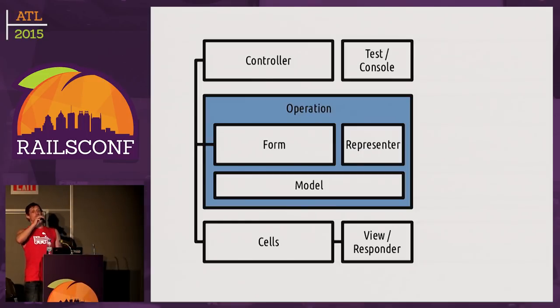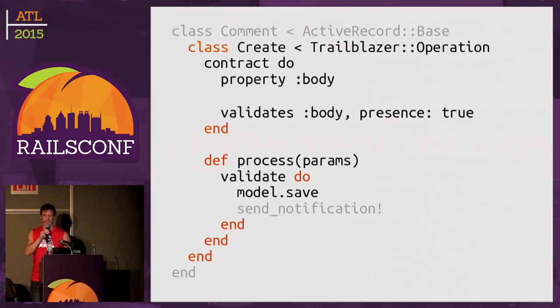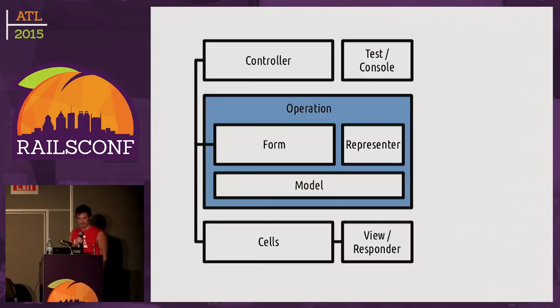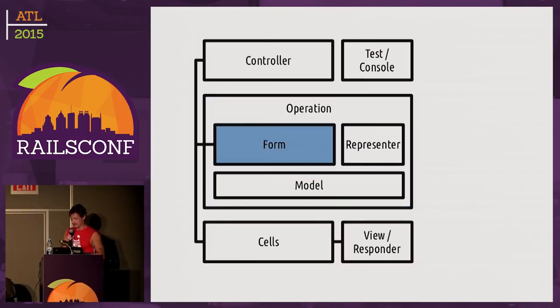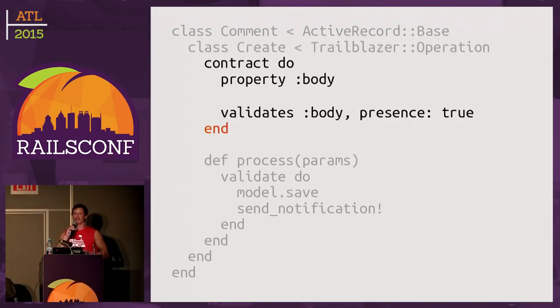And the brand new thing in Trailblazer is the business logic called operation, the domain layer. An operation is a class. Again, so many classes, I don't know where to put all those classes. An operation consists of a contract to deserialize and validate input, and business code. So the contract is defined in the operation. The contract is just a Reform class.